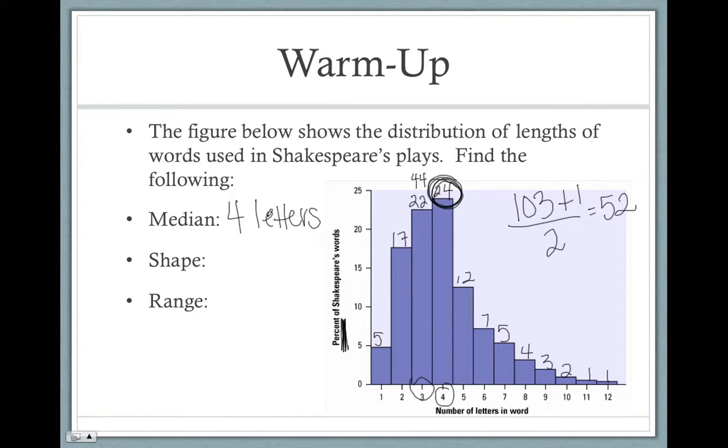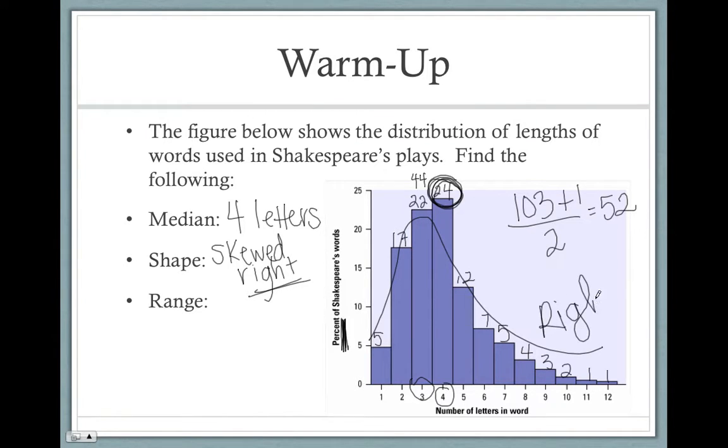The shape of this distribution, hopefully you identified as skewed, which one? Right? It's the direction of the tail. So since the tail is on the right-hand side, the shape is skewed right. And then the range, if you recall from your summer assignment, is the maximum minus the minimum. So the maximum is 12, the minimum is 1, so this is a range of 11 letters.